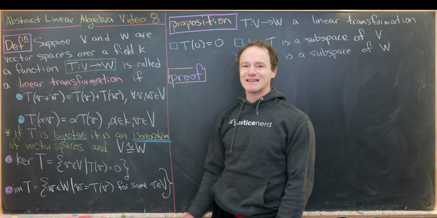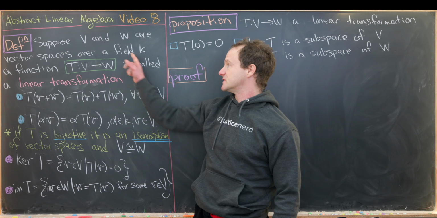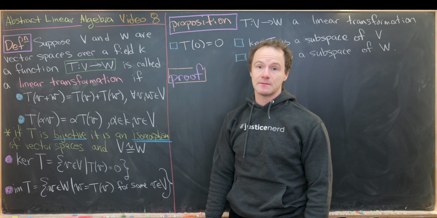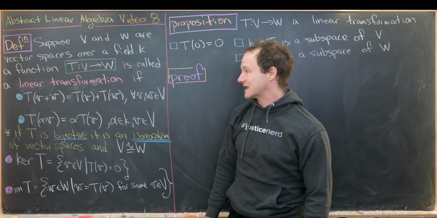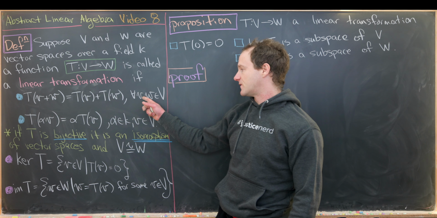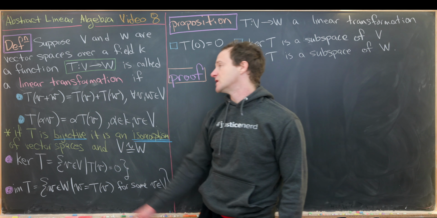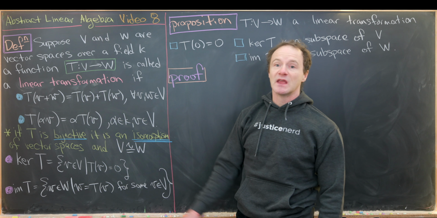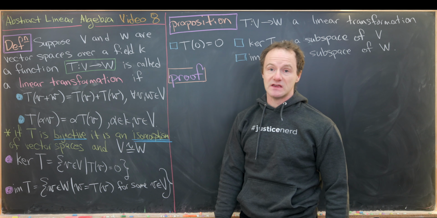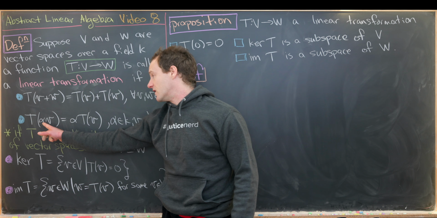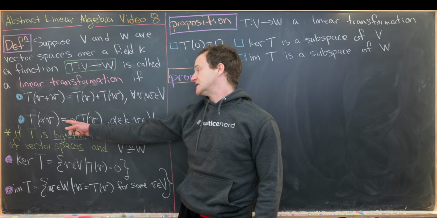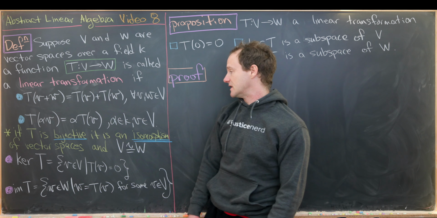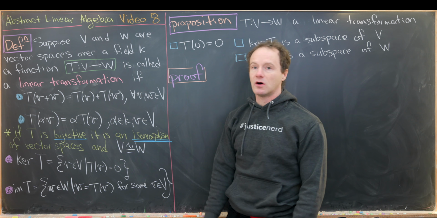So let's suppose that V and W are vector spaces over the same field K. Then we say a function T from V to W is a linear transformation if it satisfies the following two conditions. So T of v plus w is equal to T of v plus T of w, and this is for all v and w in V. And then T of alpha v, so that's the scalar multiple of v by alpha, is equal to alpha times T of v. And this is for all alpha in K and all v in V.